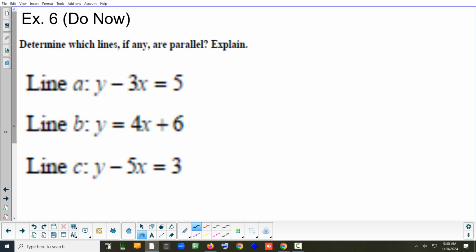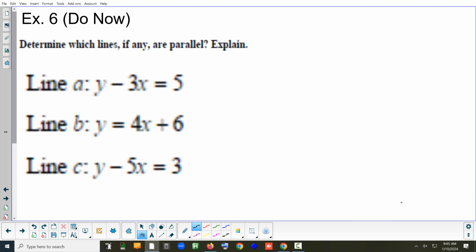On your guiding notes where it says example 6, do now, see if you can figure out which of those lines are parallel. If any of them are parallel, just write down which two. And if none of them are parallel, say none of them are parallel, and tell me why. We'll walk around and check in and help you if you have any questions.